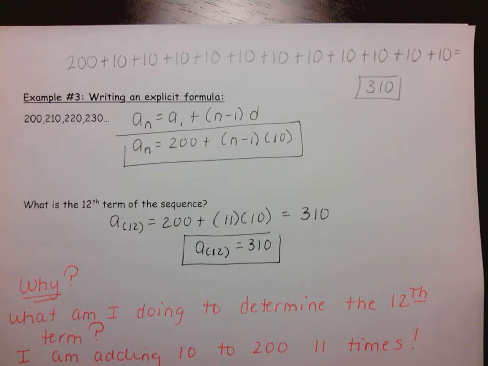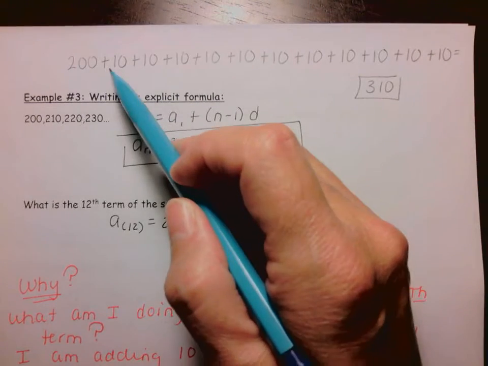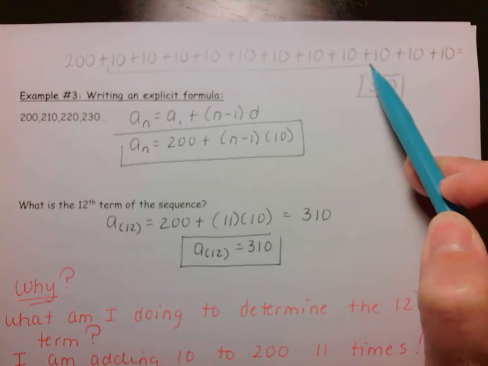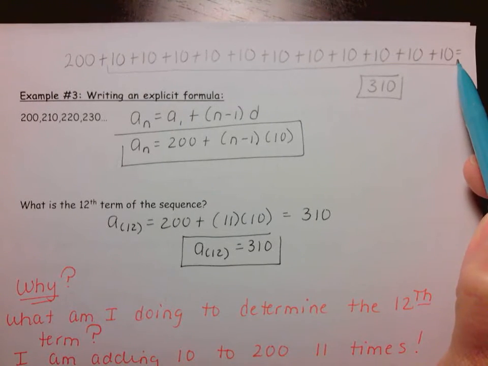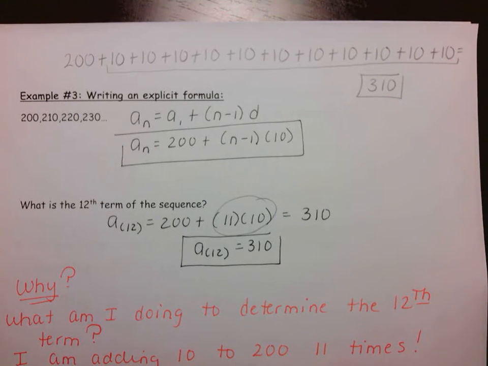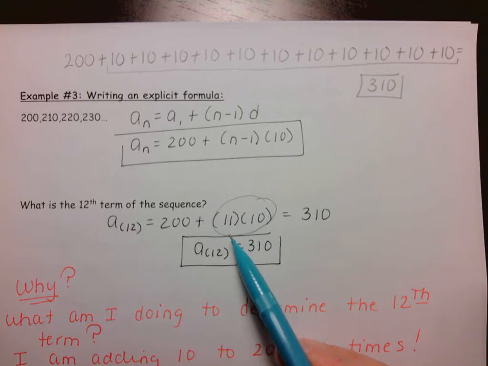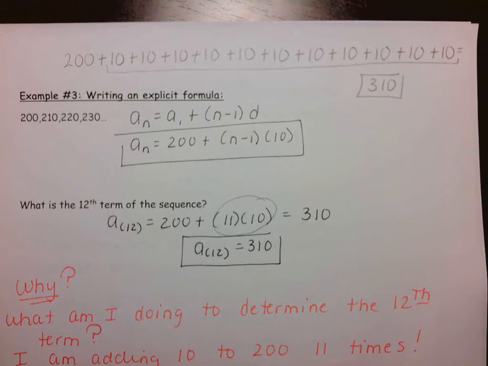And here I just worked it out for you at the top. Again, if I want to find the 12th term, what am I doing? I'm adding 10 to my first term 11 times. And that will give me my 12th term. And that's where this comes from, and that's why it's always your common difference times n minus 1. So go ahead and rewind that and watch that again if you need to, and then do the one on your own: write an explicit formula for the given sequence, and then find the 15th term.